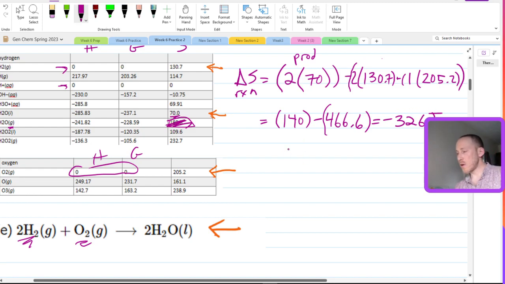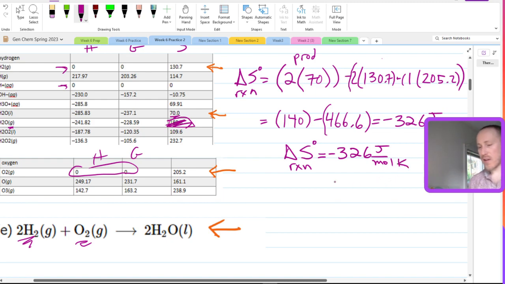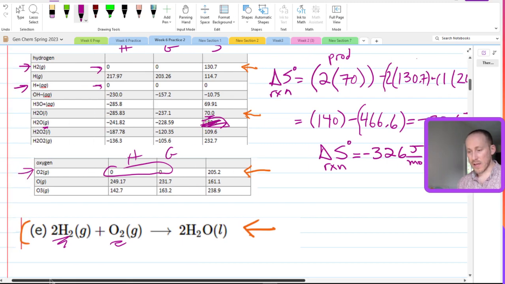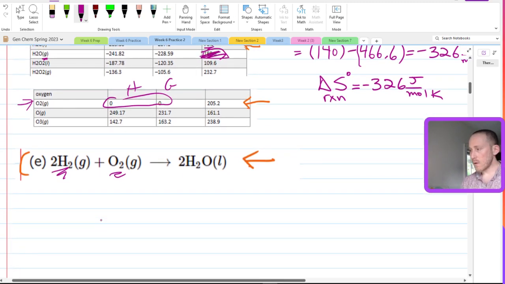So let's note that the delta S for this reaction, by the way, I should have been throwing those units out there this whole time, we'll talk about what that means in a sec, is negative 326 joules per mole Kelvin, which means it gets less chaotic when this reaction happens, which again makes sense. Look, on the left side, we have 3 total moles of gas. That's a pretty gassy side. The reactant side is pretty gassy.